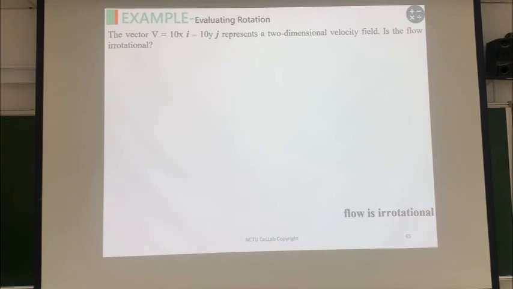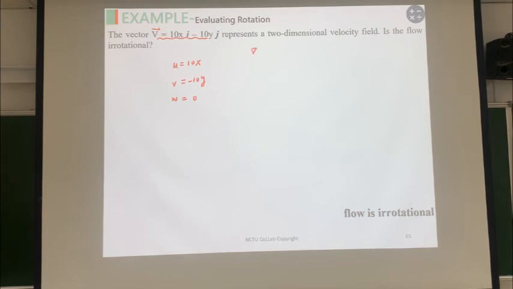If I provide you this flow field, based on these velocity vectors, we know that u is equal to 10x, and v is minus 10y. And we don't have w, because there are no k components. So our question is: is the flow irrotational or not?